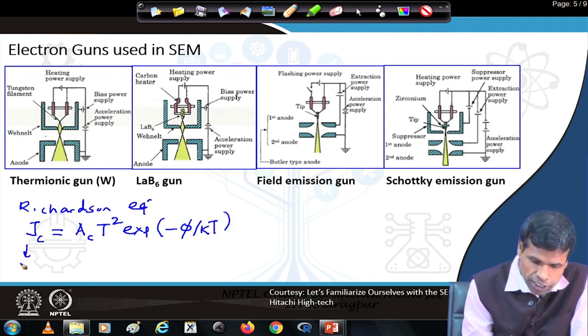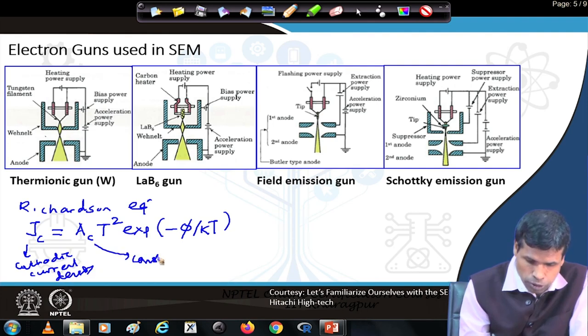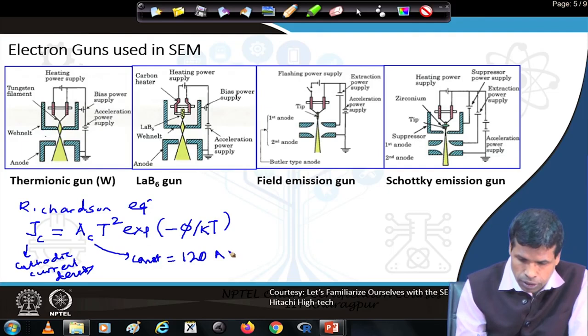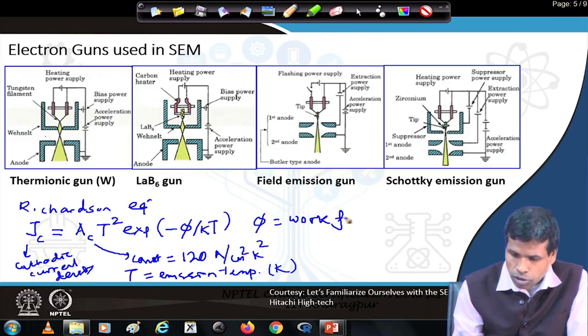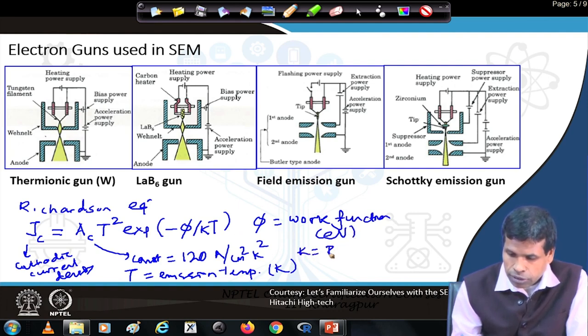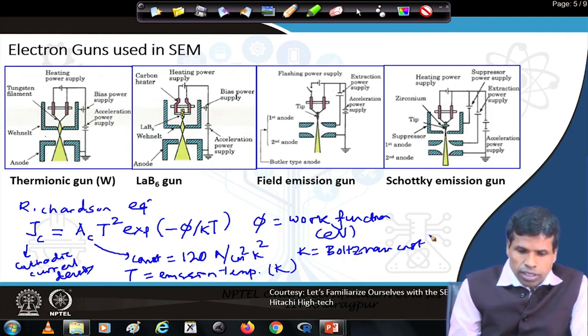Here J_c is the cathodic current density, A_c is a constant equal to 120 ampere per centimeter square Kelvin square, T is the emission temperature in Kelvin, and phi is the work function of the cathode material in electron volt. Then k is the Boltzmann constant. This is the cathodic current density produced.